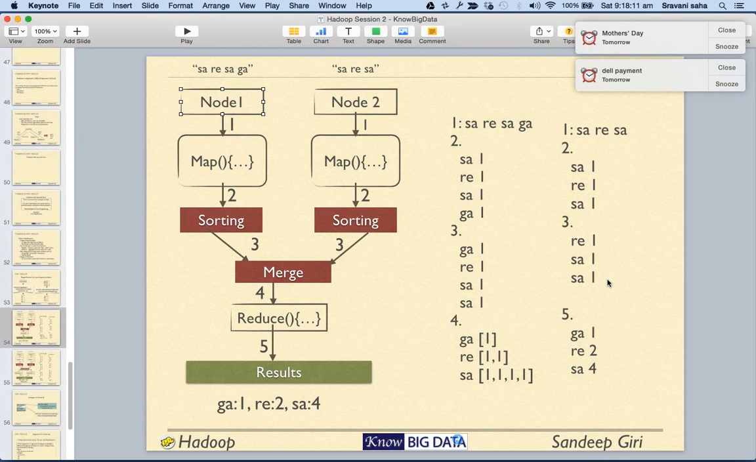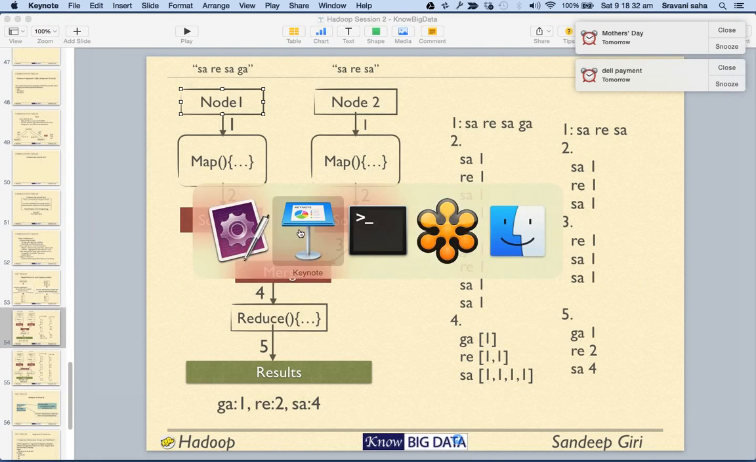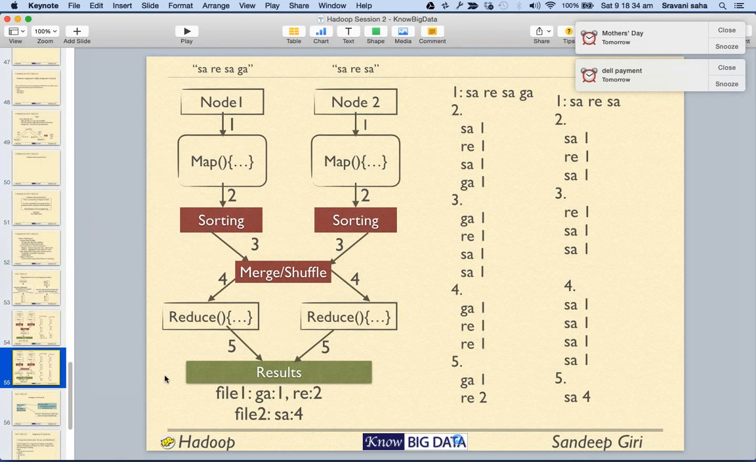All right. Okay, Vivek. So which question do you mean to say? The first one, this one? Can the reducer be? Yeah. So now we are going to discuss that, Vivek. All right. No worries. All right. So the next screen is about multiple reducers. Okay.